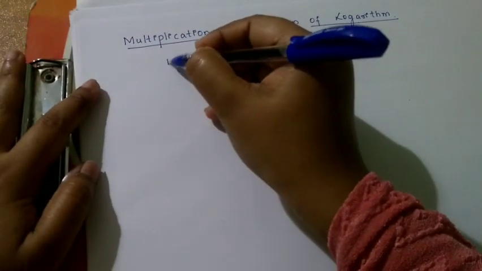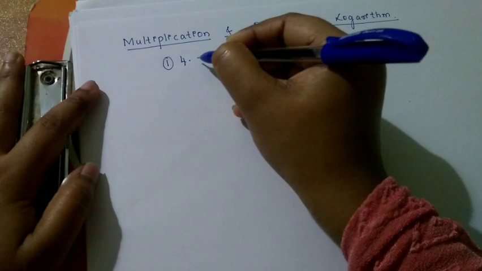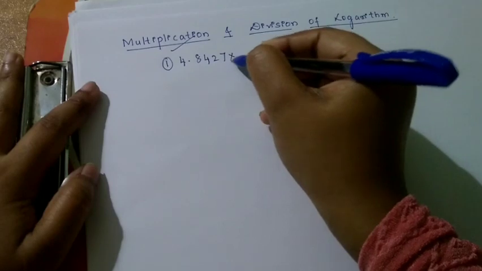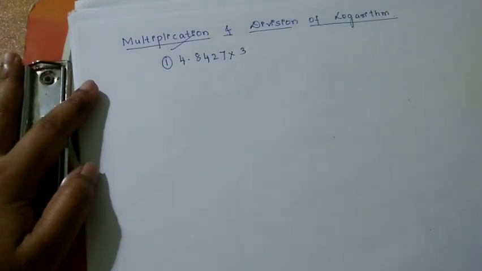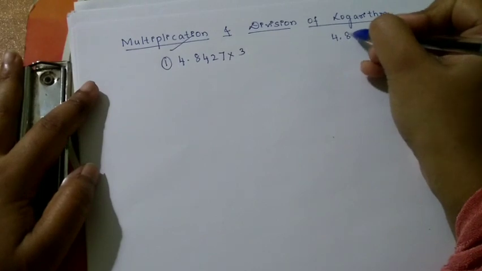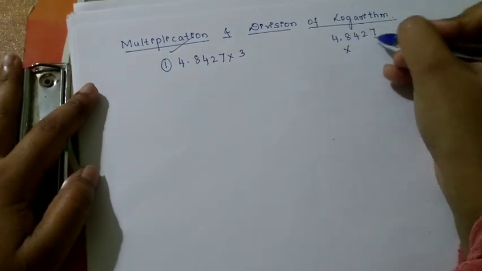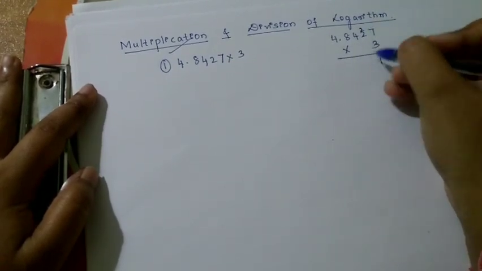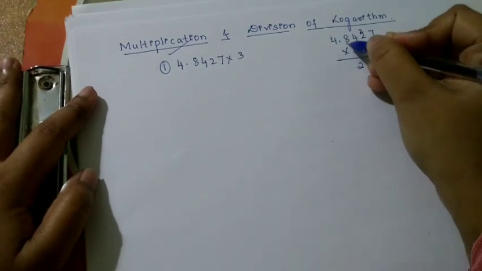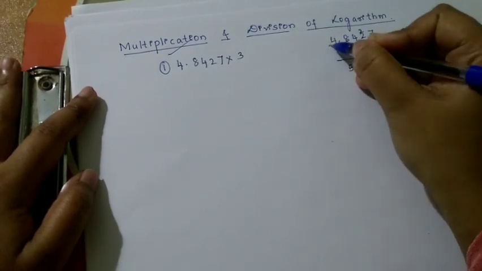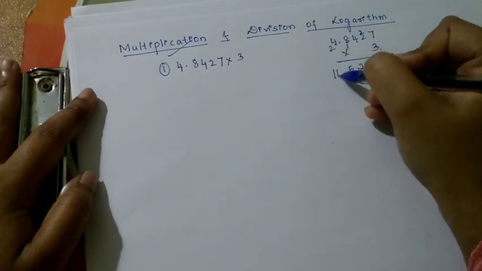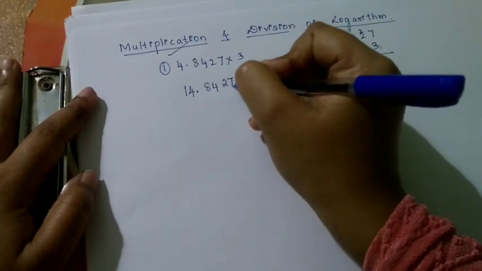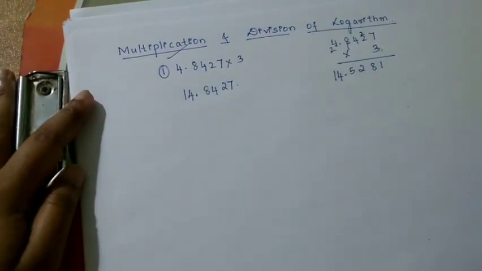So first, if I take a positive number, I'm taking multiplication now: 4 point some number, 4.8427 into 3. So you can directly multiply this. 3 sevens are 21, 3 twos are 6, 7, 8, 3 fours are 12, 3 eights are 24 plus 1, 25. 3 fours are 12, 13, 14. So 14.8427. Again, it is very simple.